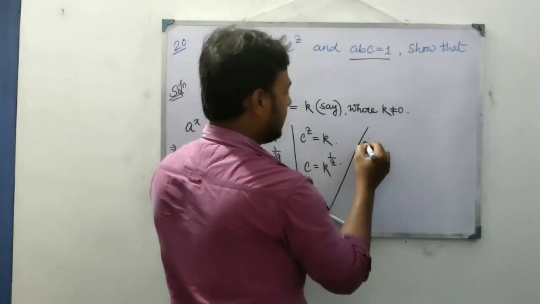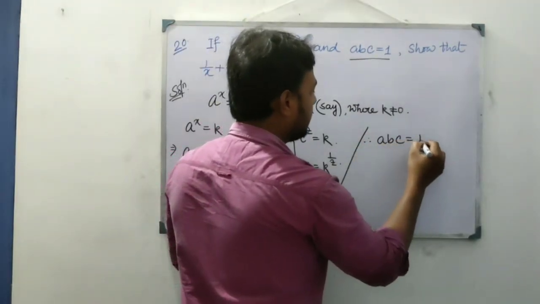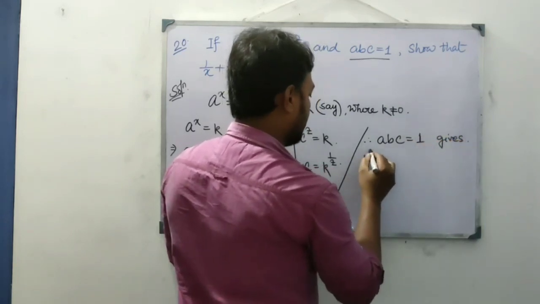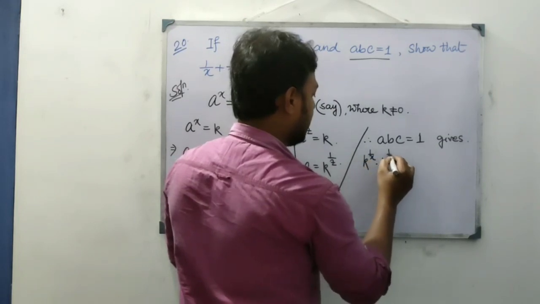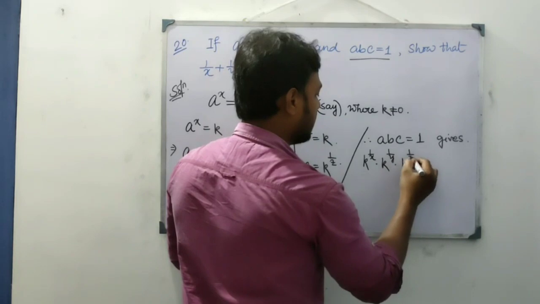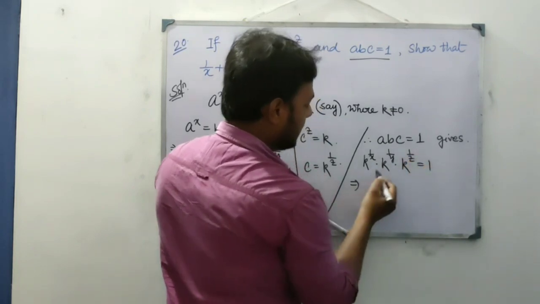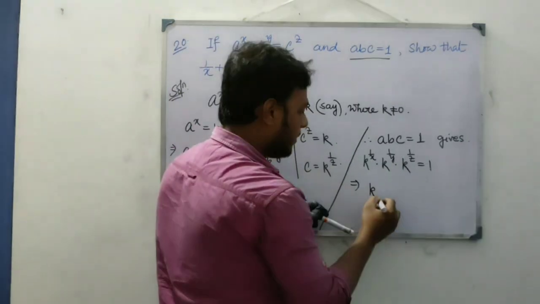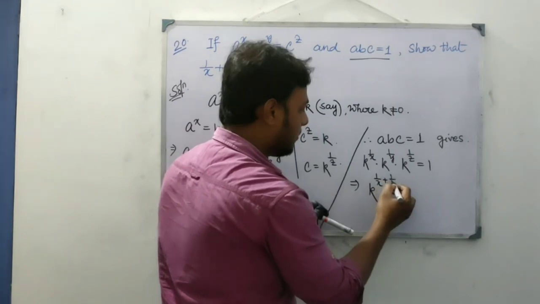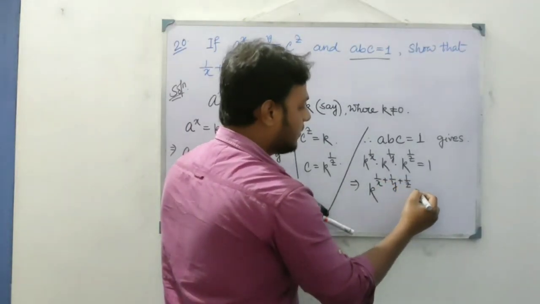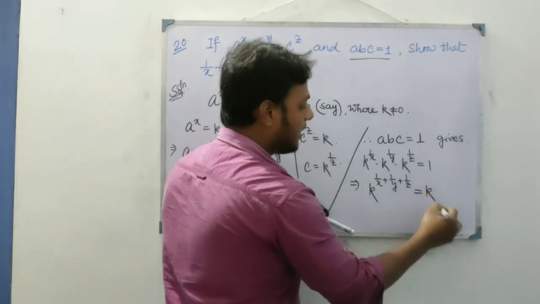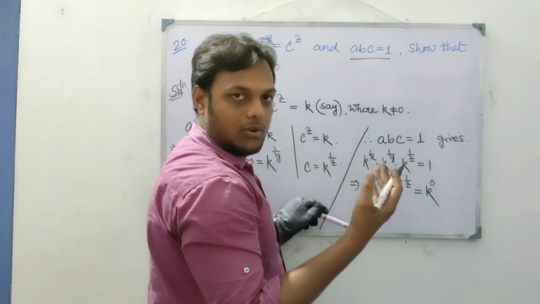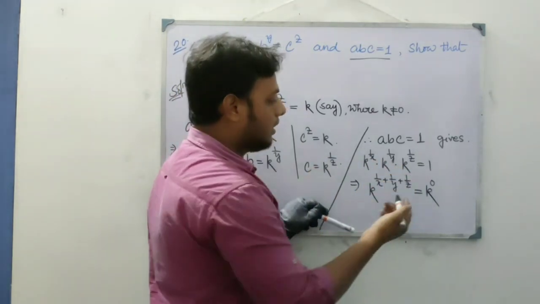I am solving here. Therefore, abc equals 1 gives k to the power 1 by x into k to the power 1 by y into k to the power 1 by z equals 1. Since it is a product and all the exponents have the same base, we can add the powers. So it will be k to the power 1 by x plus 1 by y plus 1 by z. And if we express the right hand side in the base k, it can be written as k to the power 0. Why? Since for any non-zero number, power 0 gives 1.